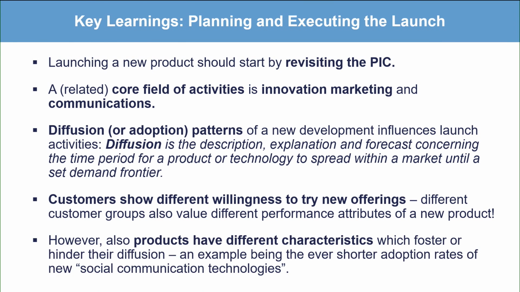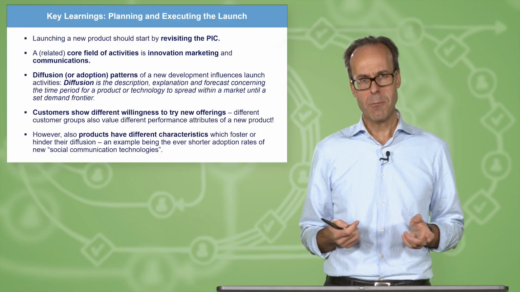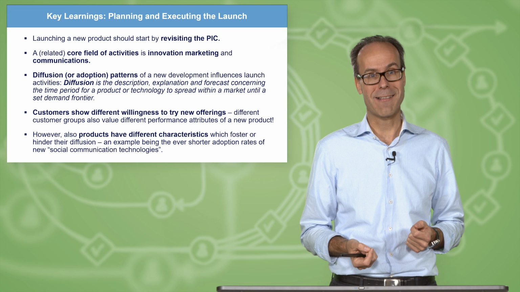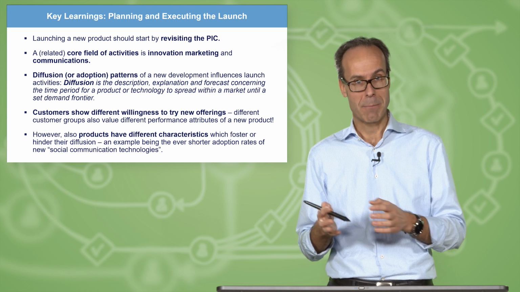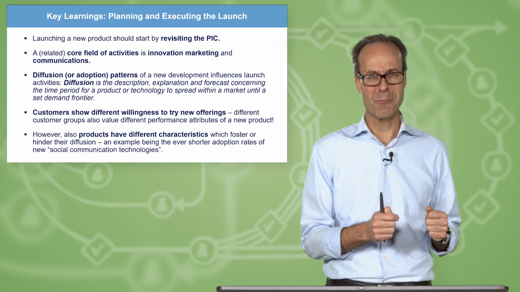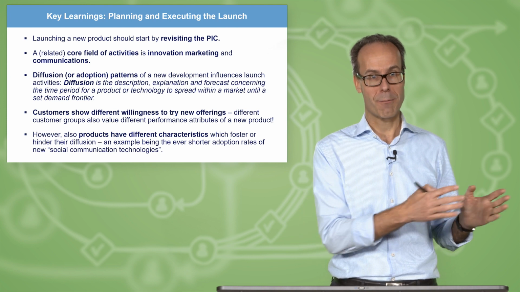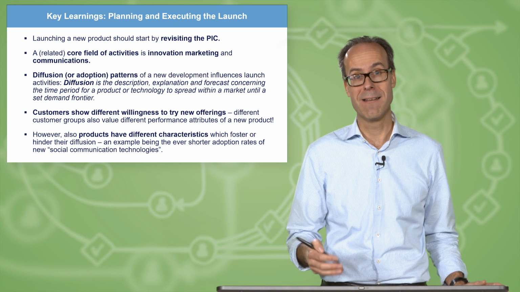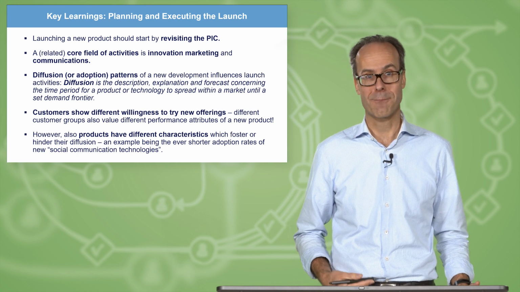However, also products have different characteristics which foster or hinder the diffusion. An example being the even shorter adoption rates of new social communication technologies like Snapchat and so on. So we see at the end of the innovation process, there's still a lot of exciting activities. But if you now followed all the modules, we're almost at the end, from recognizing an opportunity to launching a new product and hopefully then selling it again and again successfully in a market.